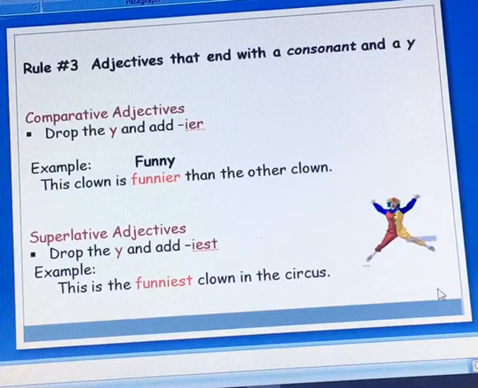For the superlative adjectives, drop the y and add iest. For example, this is the funniest clown in the circus. Funniest, we dropped the y and we added iest.